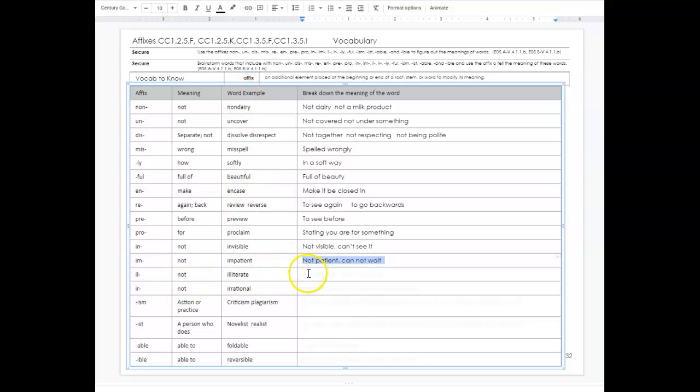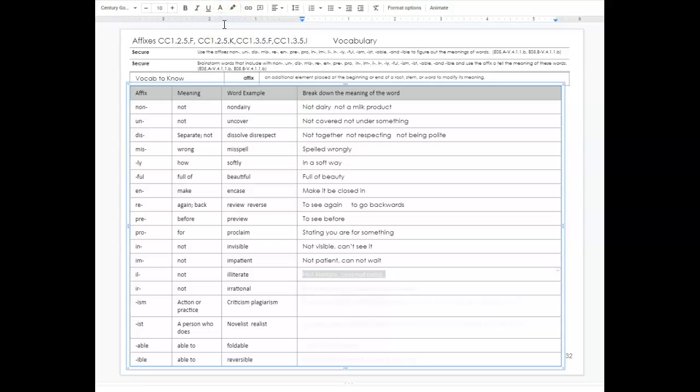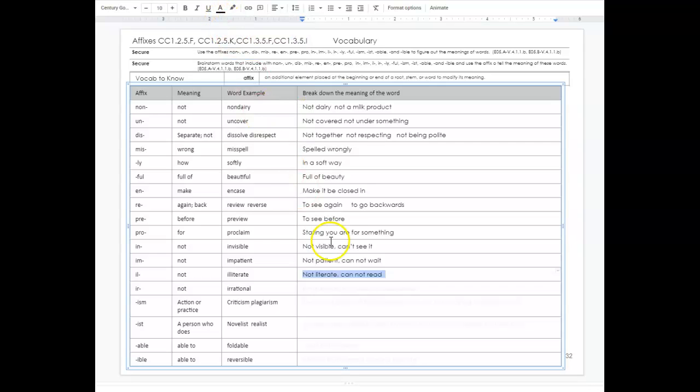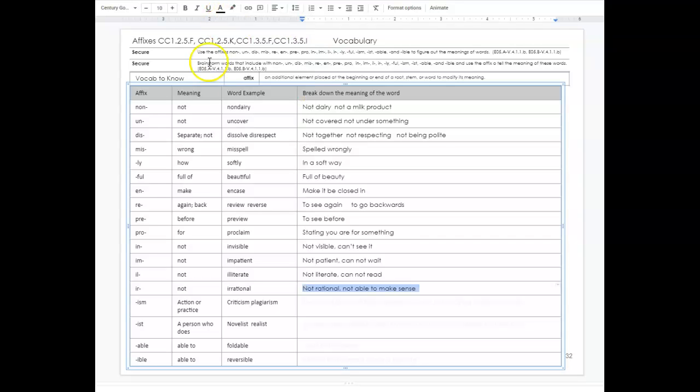Then illiterate. And illiterate means not literate, but what does literate mean? Literate means that you can read, and so illiterate would mean not having the ability to read. Those words are still invisible. And then ir. Irrational. Irrational would be not rational, which would mean that it does not make sense. So those are our 4 new not words.